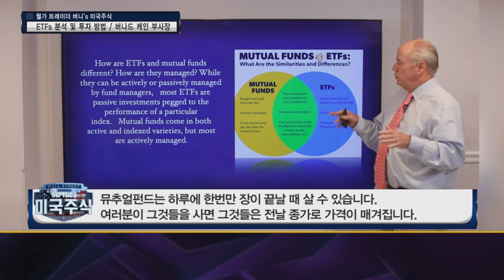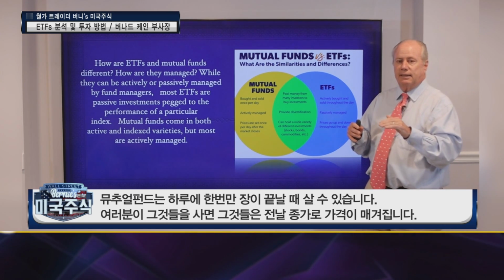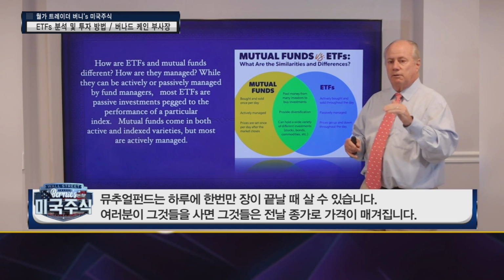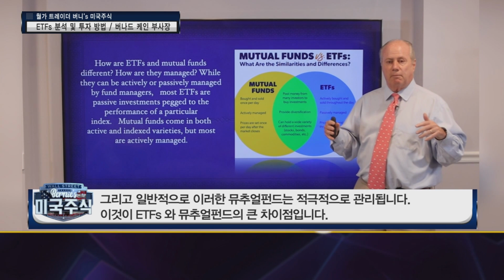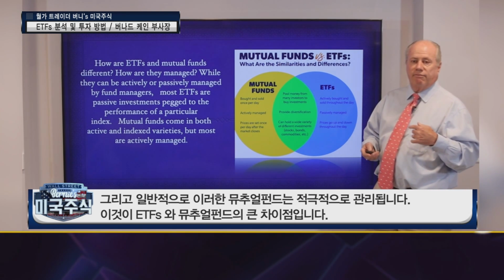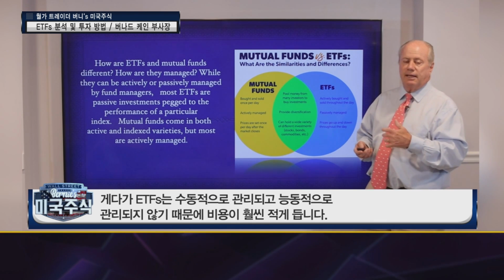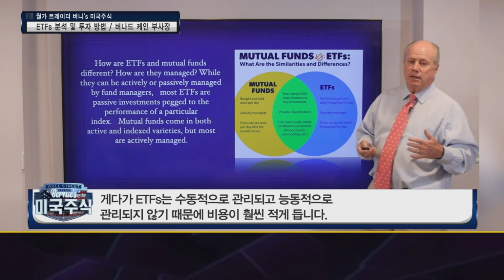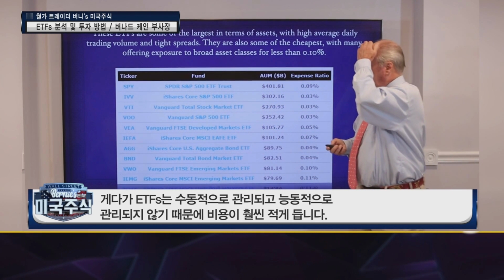Mutual funds, you only buy one time at the end of the day. And they're priced by the close of the previous day. And typically those mutual funds are actively managed. So that's the difference between an ETF and a mutual fund. Plus the fact that ETFs have much, much, much less cost to them, mostly because they're passively managed and not actively managed.